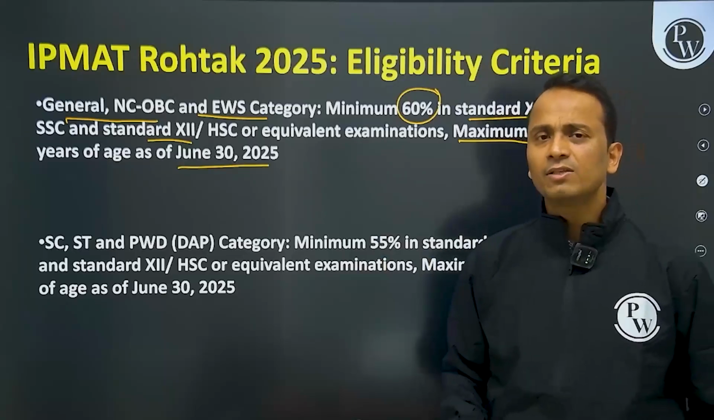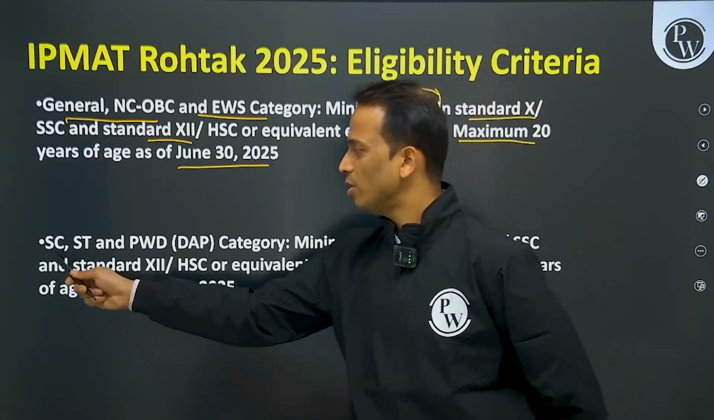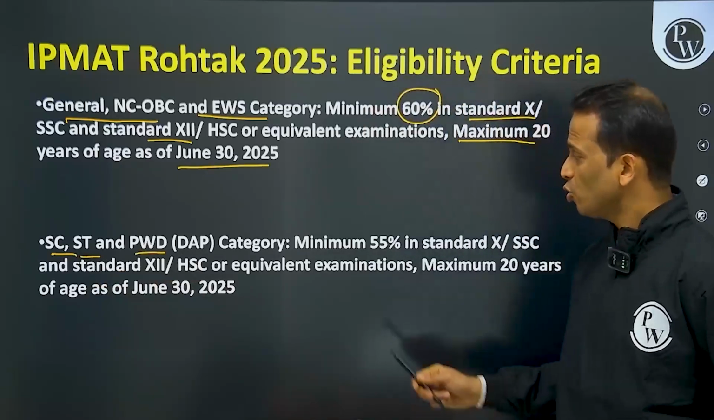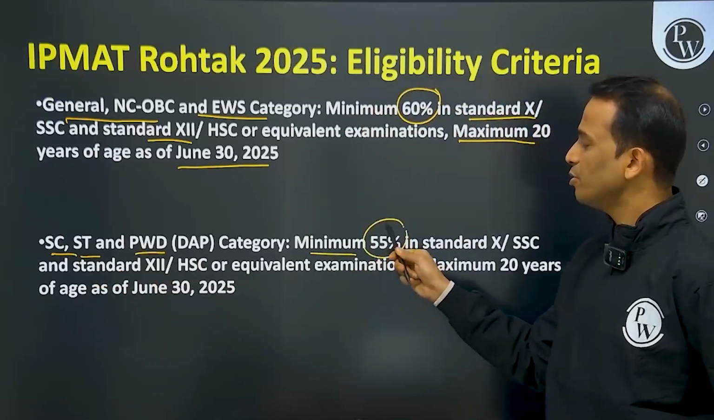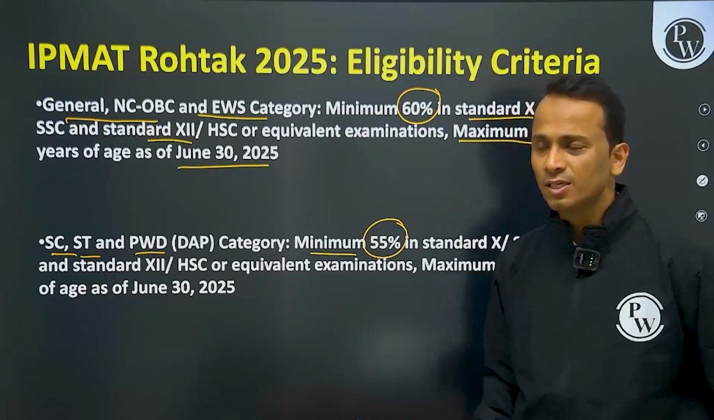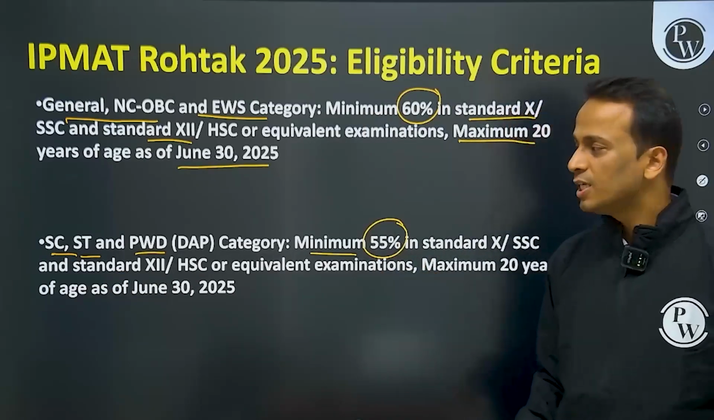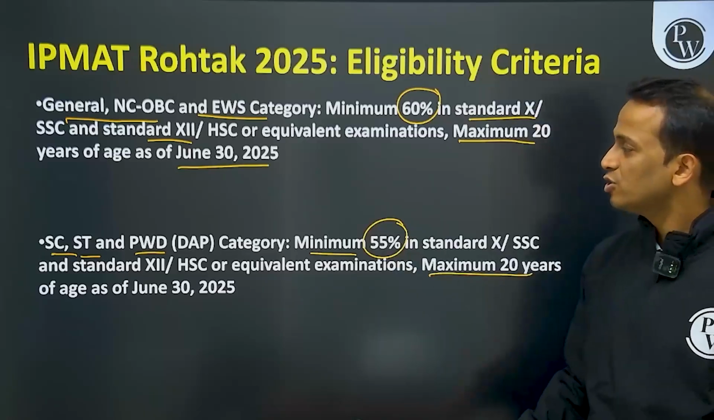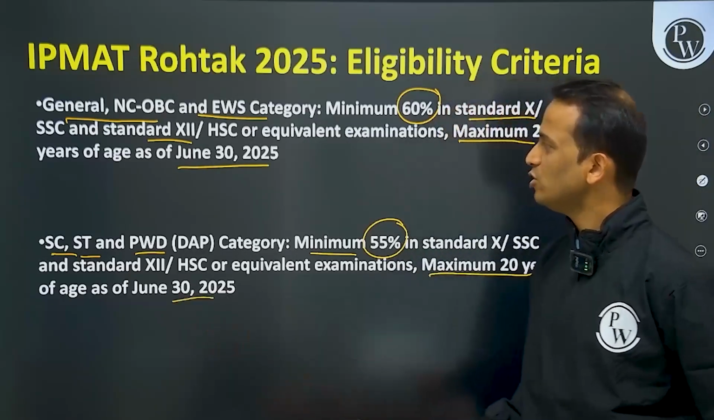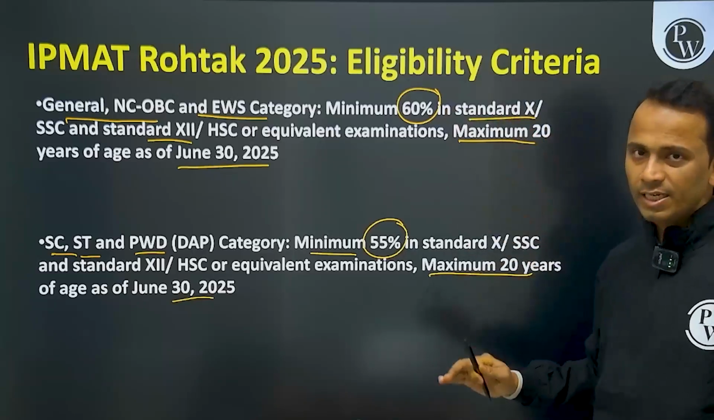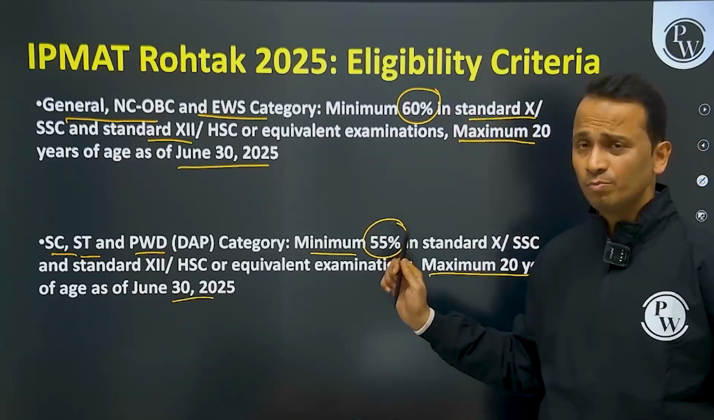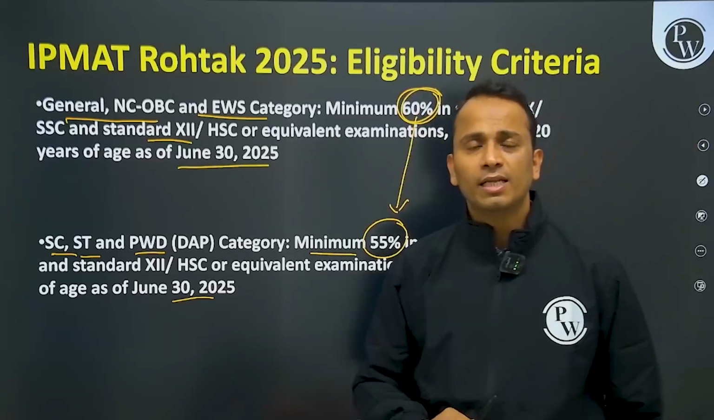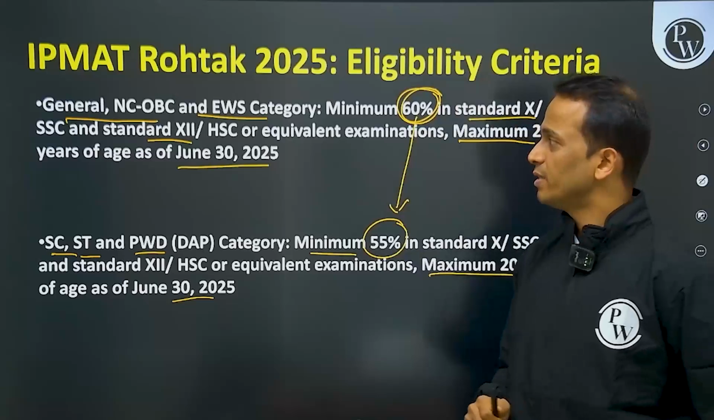Now this criteria is relaxed a bit if you are from the SC, ST or PWD category. The relaxation is that the percentage required in 10th and 12th is 55%, and as far as the age criteria is concerned, you should be 20 years of age as on June 2025. So the age criteria is the same, but you are given relaxation in terms of the percentage you scored in 10th and 12th.